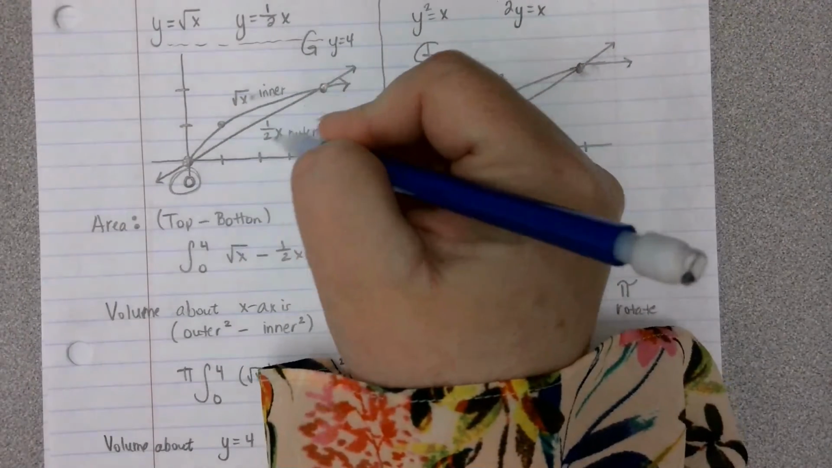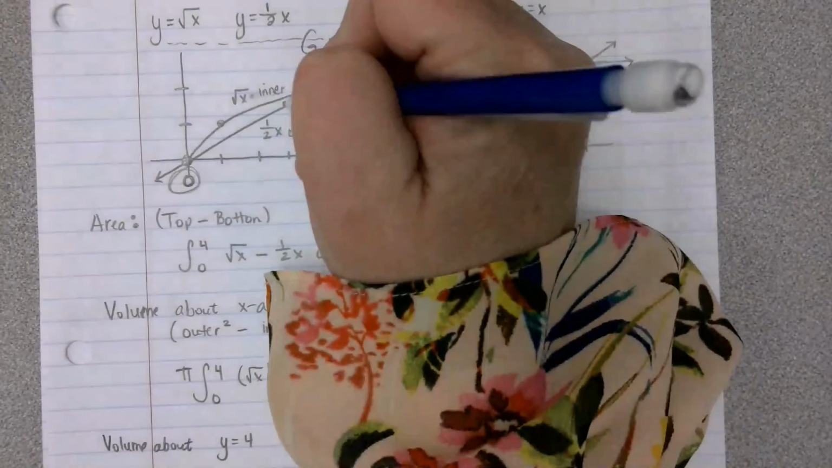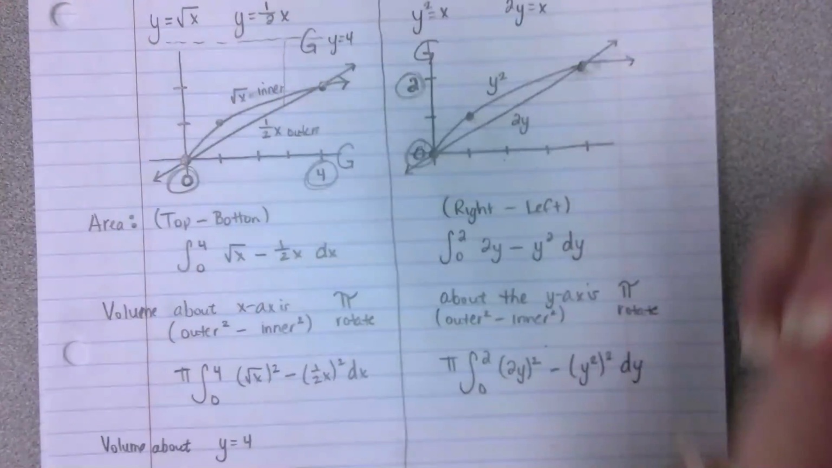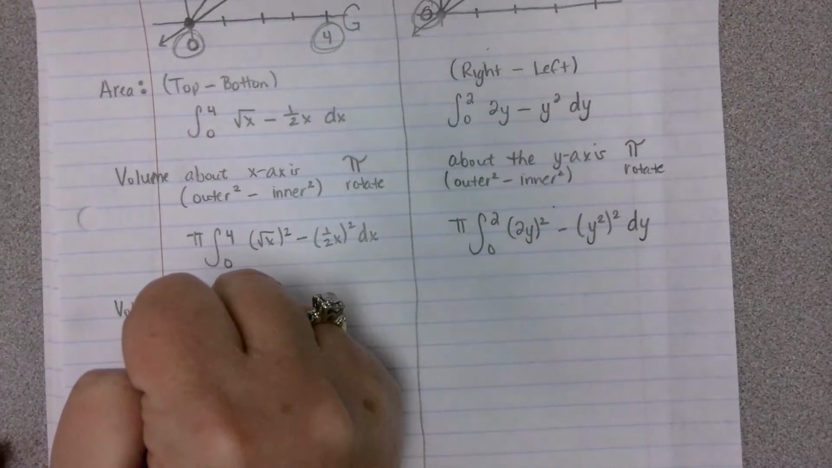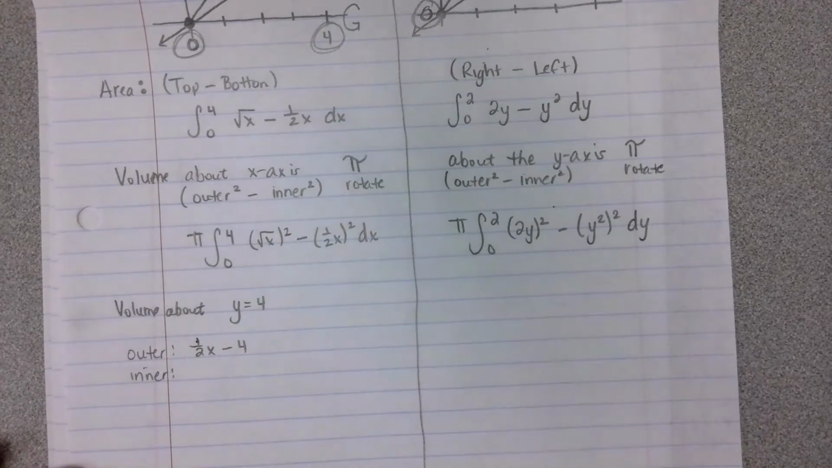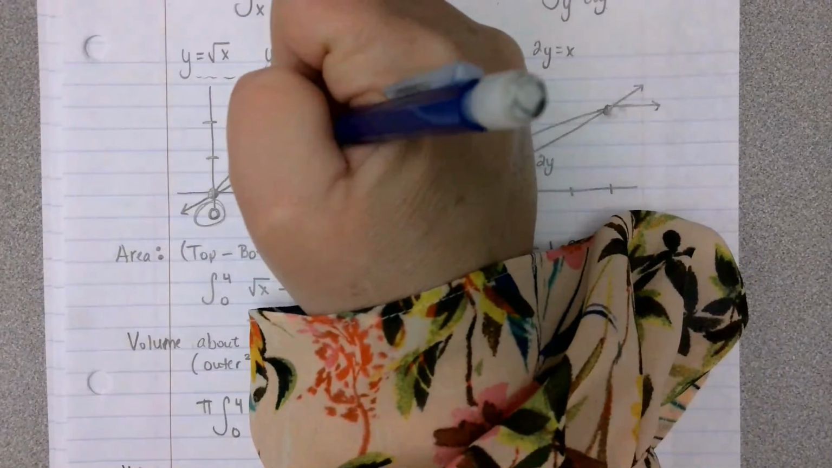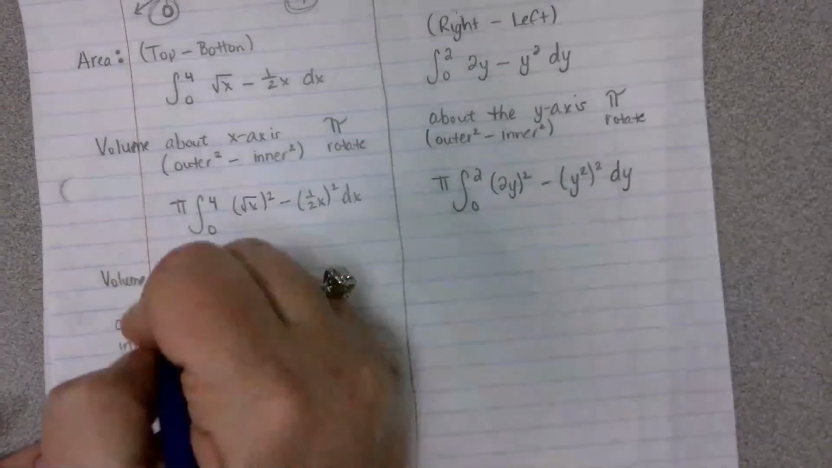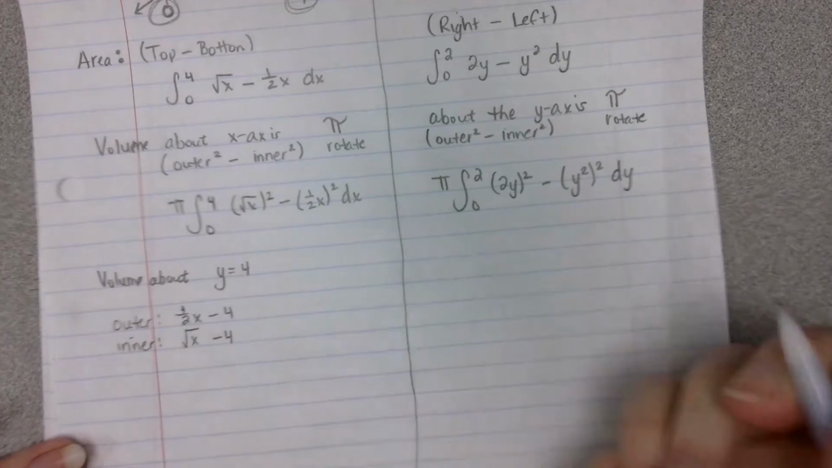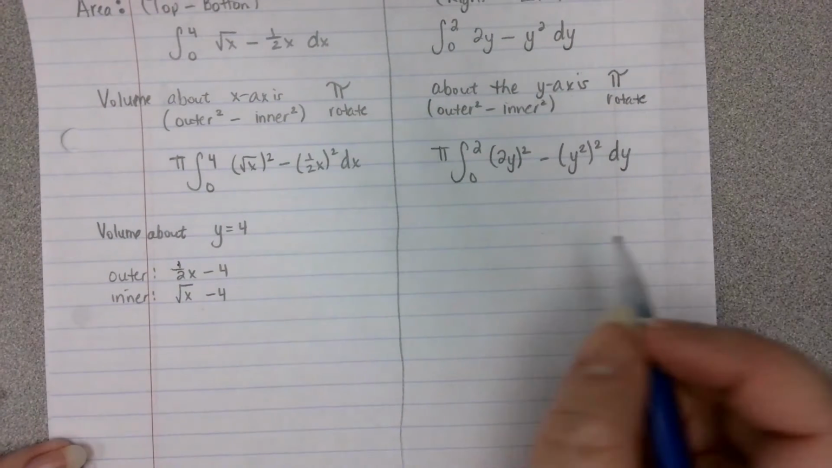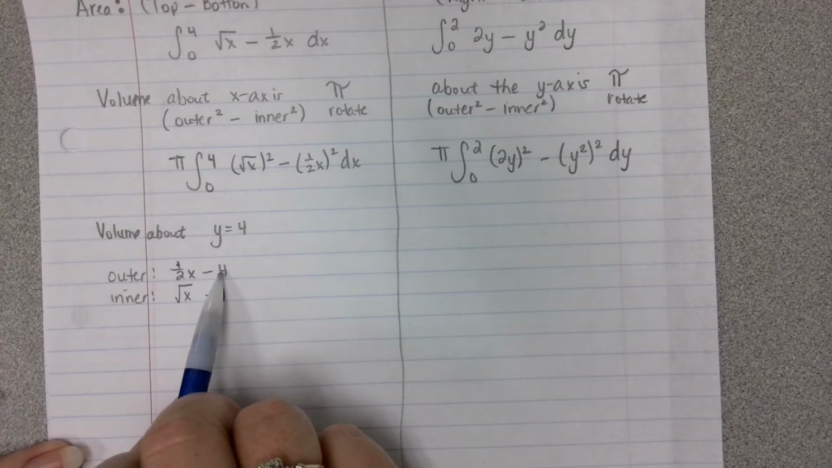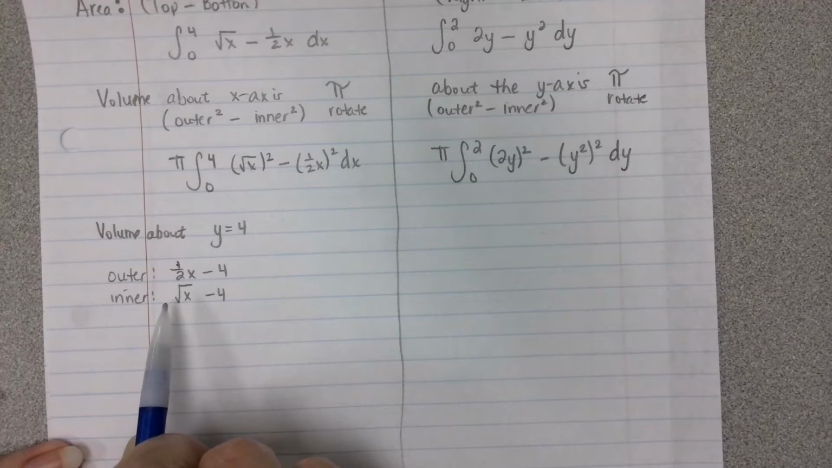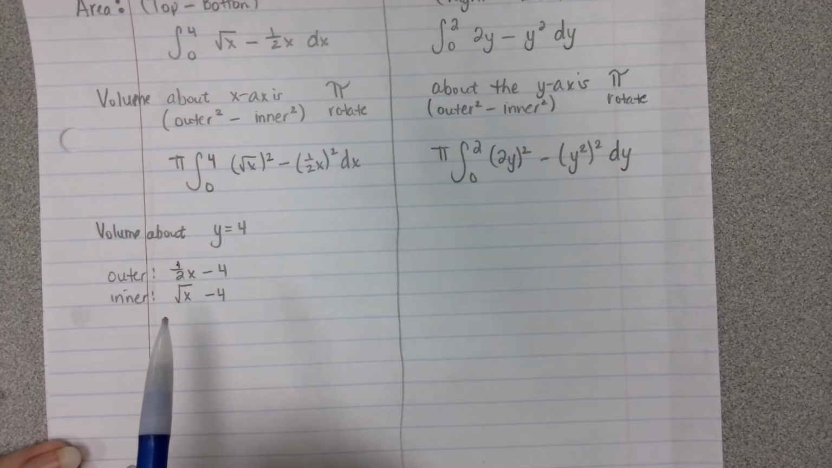And we have to say, well, what's 1/2 x minus the 4 to get our distance from that 1/2 x equation to the point of rotation? So the outer is going to be 1/2 x minus 4, which we don't have to do anything to. That's kind of fun. Our inner distance is the distance from the square root of x to 4. So it's the square root of x minus 4. Now again, remember, like we talked about in class today, if you have these switched, if you have 4 minus 1/2 x and 4 minus the square root of x, you'll still get the same correct answer, because we're going to square those values anyway.